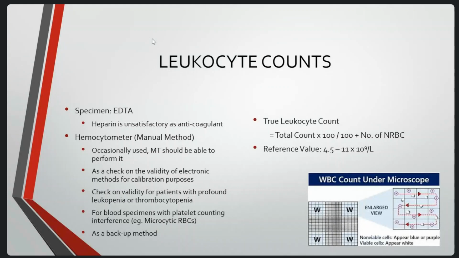To compute for the true leukocyte count, we have the total count of WBCs times 100 over 100 plus the number of nucleated red blood cells. The reference value is about 4.5 to 11, sometimes 5 to 10, times 10 to the 9 per liter.